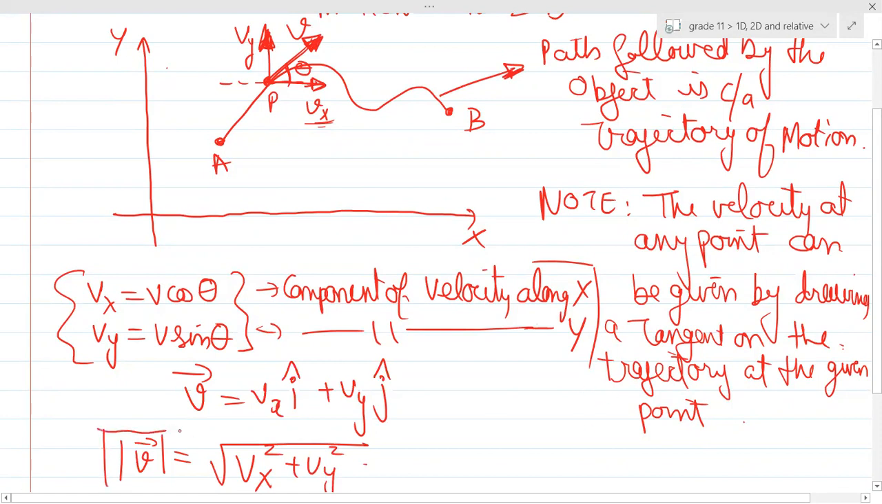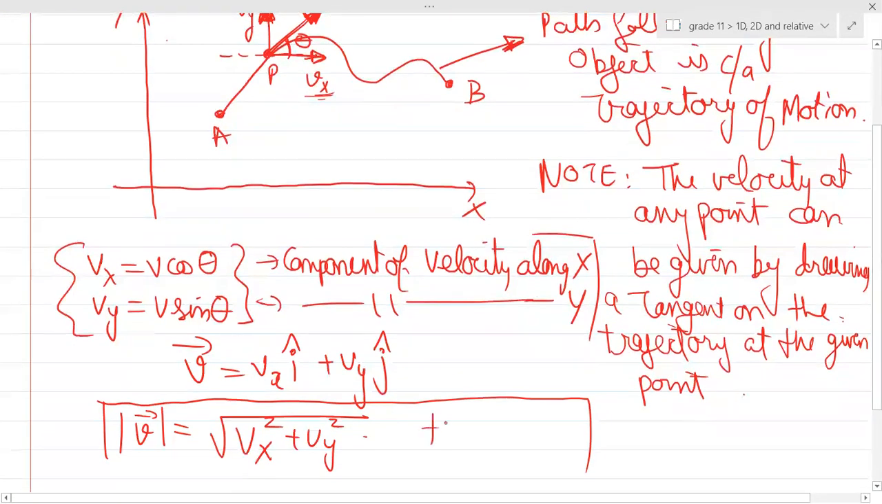And how will you find the direction, the angle theta? Tan theta will be equal to, can you see a triangle over here like this? This is Vx, this is Vy, and this is theta. I can move this Vy over here and the triangle can be formed. So you can write tan theta is basically Vy upon Vx.